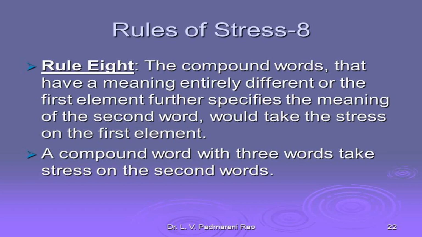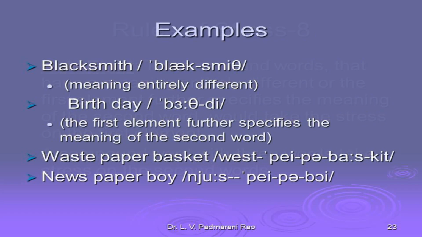The compound words that have a meaning entirely different or the first element further specifies the meaning of the second word would take the stress always on the first. And a compound word with 2 words will take the stress on the first word. A compound word with 3 words will take the stress on the second word. Look at these examples. Blacksmith. Now it is a combination of black and smith, but the meaning is entirely different. It has got nothing to do with black and nothing to do with smith. A blacksmith is a person who works with iron. The meaning is completely different.